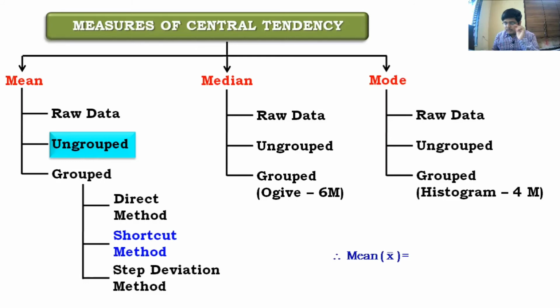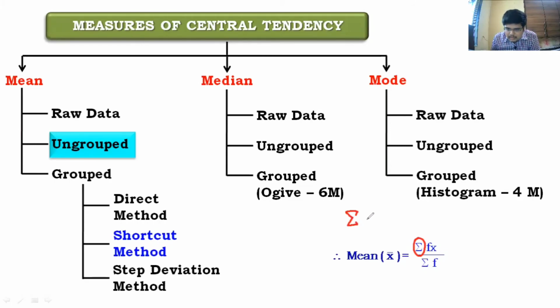The formula for mean is also denoted by the symbol x bar, x ke upar ek line. So here the formula is given as sigma fx upon sigma f. Now this might be a new symbol. I'm not sure whether you have seen this earlier. This symbol, I'll draw this for you. It looks a little bit like E.